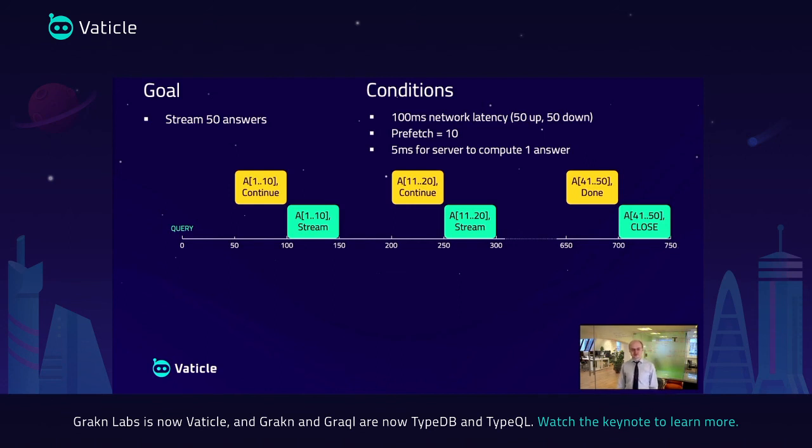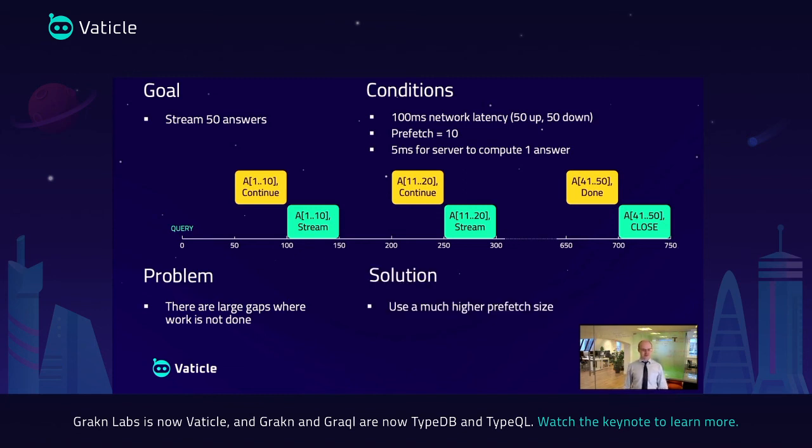The server sees stream at 200 and computes answers 11 to 20. This process then repeats until the server sends done at 700, which the client sees 50 milliseconds later, for a total time of 750. As you can see, there are large gaps where work isn't being done. Ideally, we want the server to not have those gaps. There's an easy solution: use a much higher prefetch size. That would take away the gaps. But we don't want to do that.